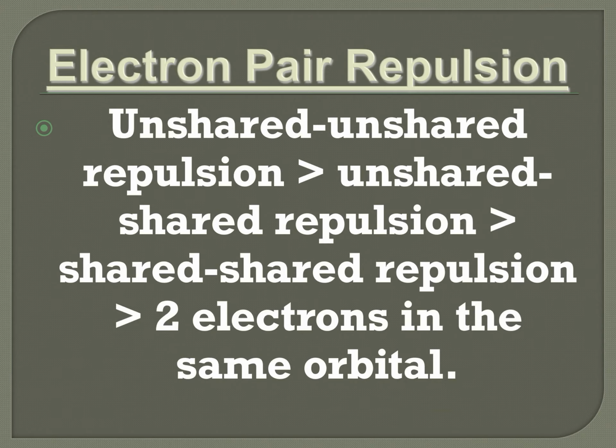But if you have unshared pairs of electrons around the central atom, that's going to create a lot of repulsion. An unshared pair near a bond or a shared pair is a little less repulsion. Two bonds near each other is even less repulsion. And then if we have an atom by itself, two electrons spinning in the same orbital is the least amount of repulsion.